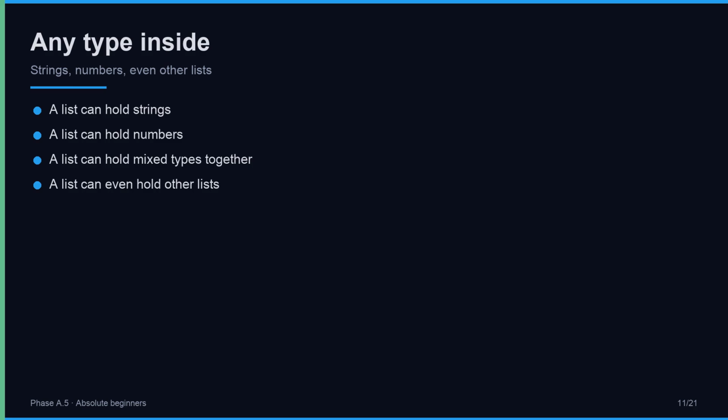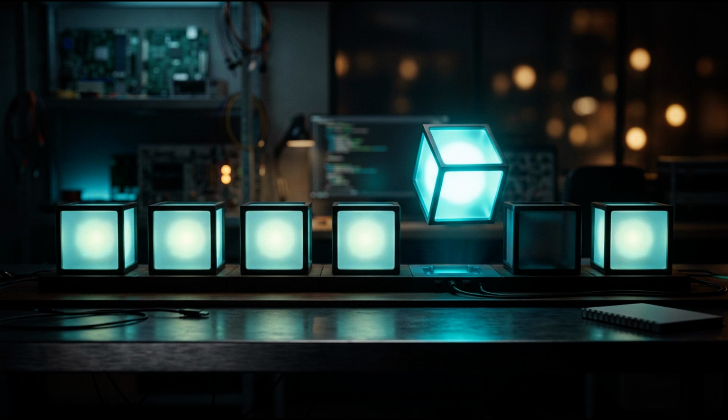You can even mix types inside one list, a string, then a number, then a boolean. And a list can hold other lists, a list of lists, like rows in a table. The list itself does not care. It just holds whatever you put inside, in the order you put it. This flexibility is one reason lists are so common. Any type fits inside. A list is not locked. You add, you change, you remove. It grows with your program.